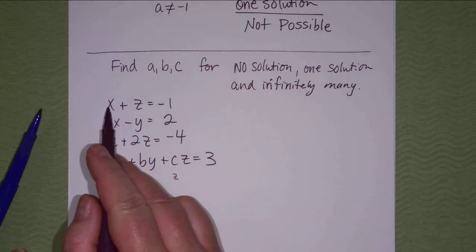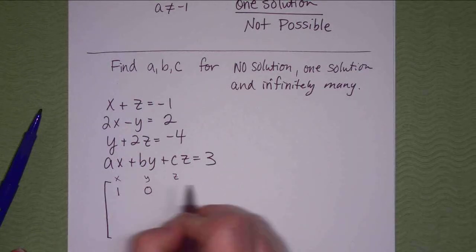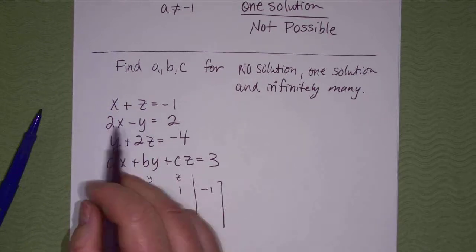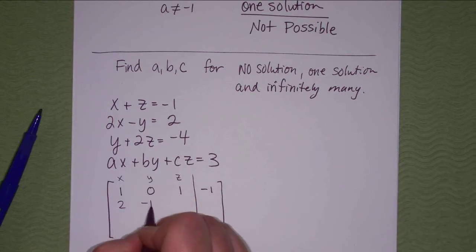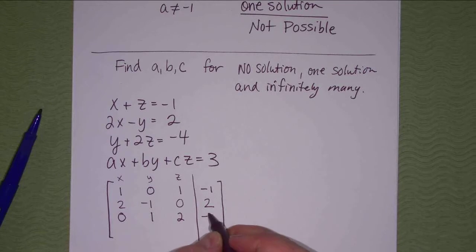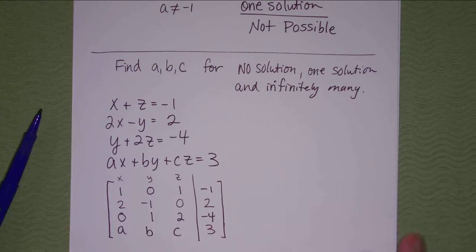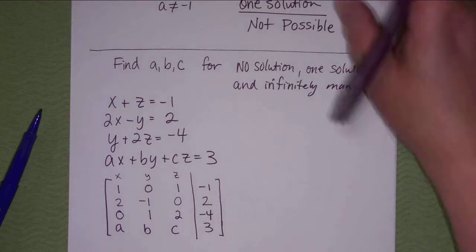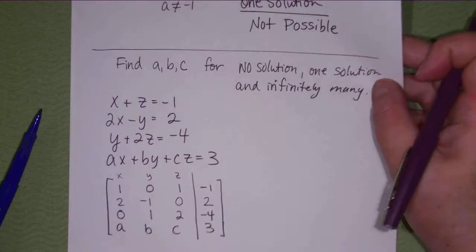So X, no Y, 1 Z. 2x minus 1, 0. 0, 1, 2. And A, B, C, 3. Okay. So right away, anything you do with row 4 has A, B, C in it.